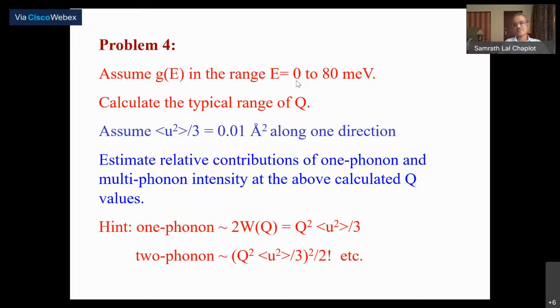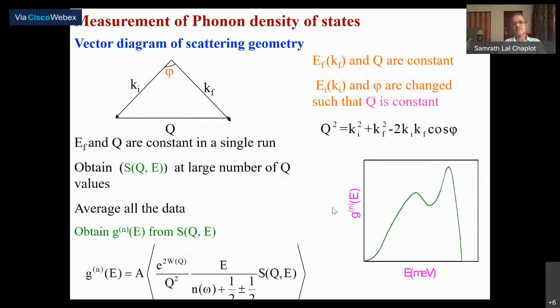Obviously that has to depend on what the energy is. So what you will have to do is convert the energy, choose appropriately the incident and final energies, and use this expression and get the value of Q. We had done this problem in one of the previous tutorials. You can assume some psi, typically say 90 degrees. It will not change the order of magnitude of the numbers that you are interested in.